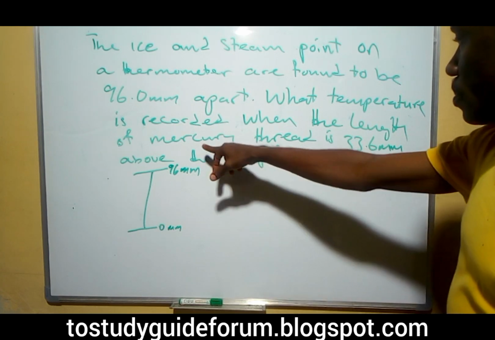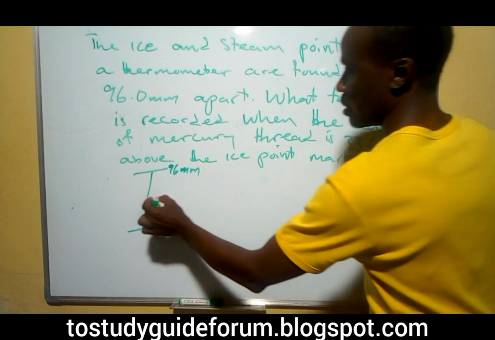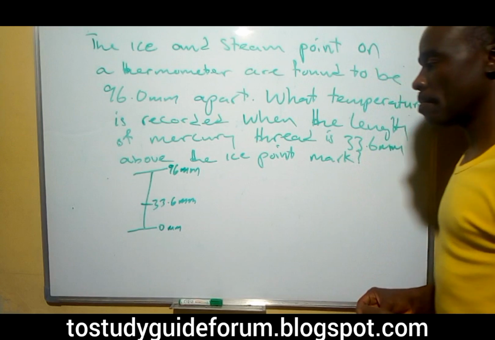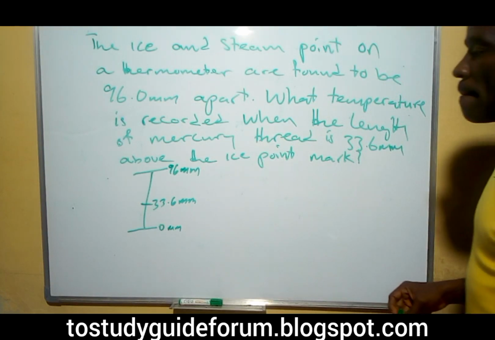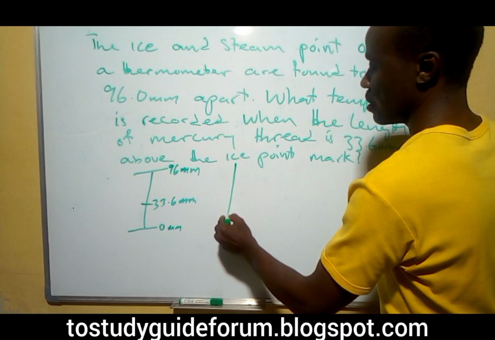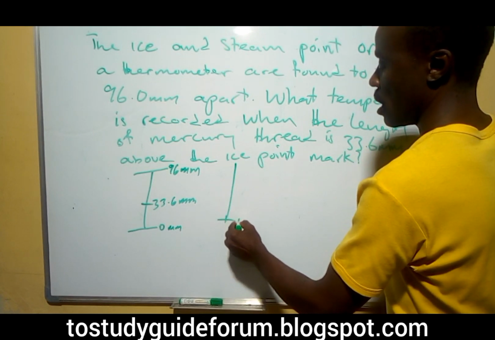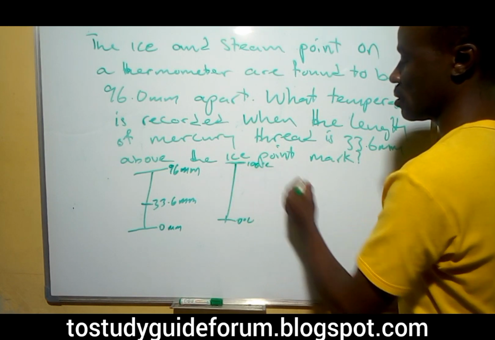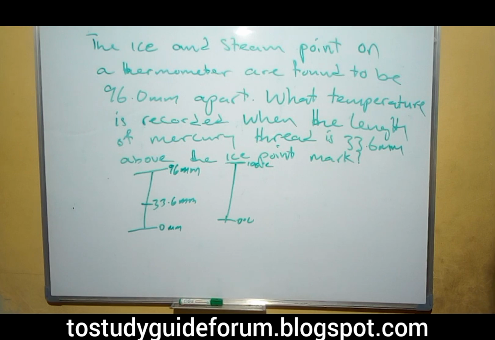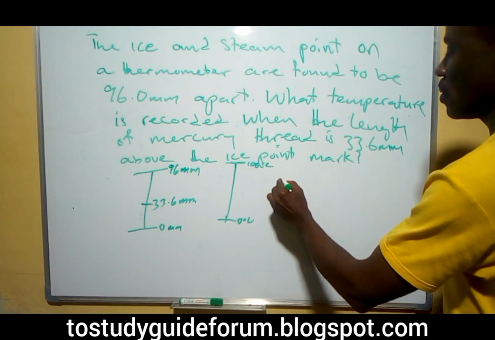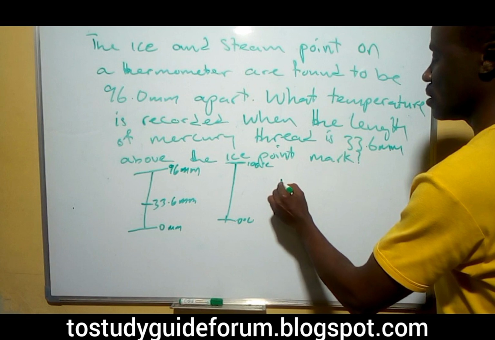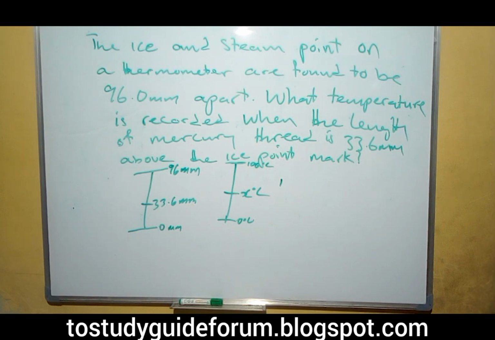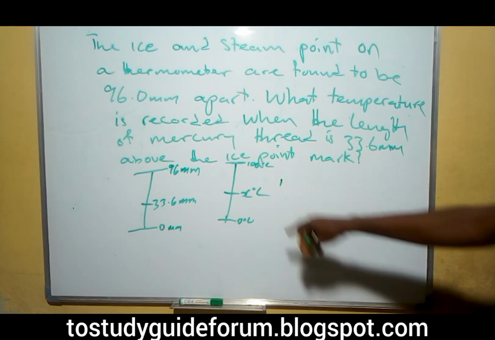And now the mercury thread reaches 33.6 millimeter. Now comparing with the thermometer in degrees Celsius, it says 0 degrees Celsius, and then we'll have 100 degrees Celsius. So in this case, if we are comparing, you find out that this place is x degree, which is what we're looking for.